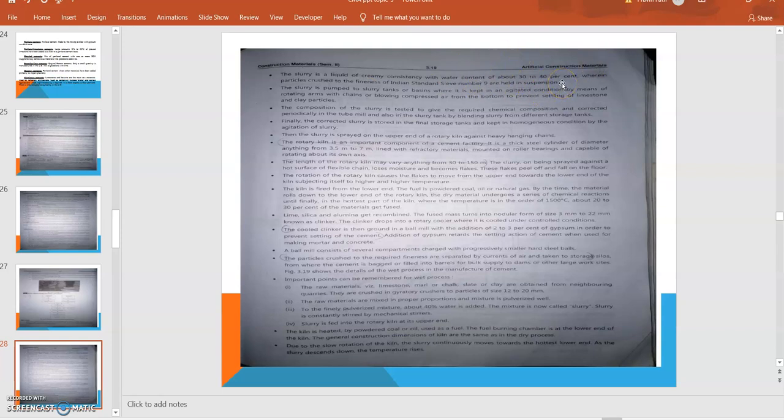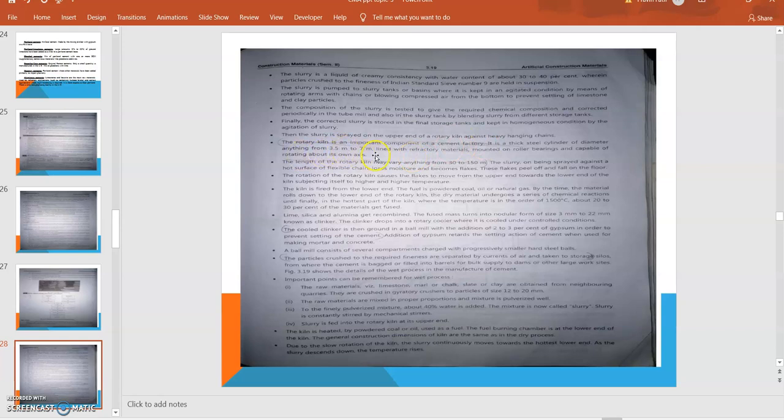So as I said, in the dry process about 12% of water is added, and in the wet process we add 30 to 40% of water. Then they are crushed to the finest, to Indian standard sieve number 9, and held in suspension. The slurry is pumped to the slurry tanks or basin, where it is kept in an agitated condition by means of rotating arms. Then the composition of the slurry is tested to give the required chemical composition and corrected periodically. Finally, the corrected slurry is stored in the final storage tank and kept in a homogeneous condition. Then the slurry is fed to the upper end of the rotary kiln.